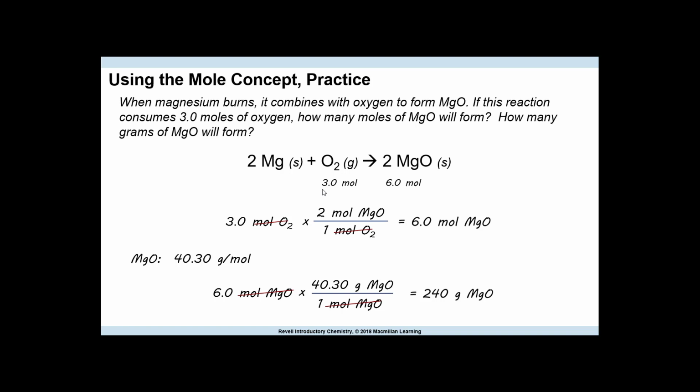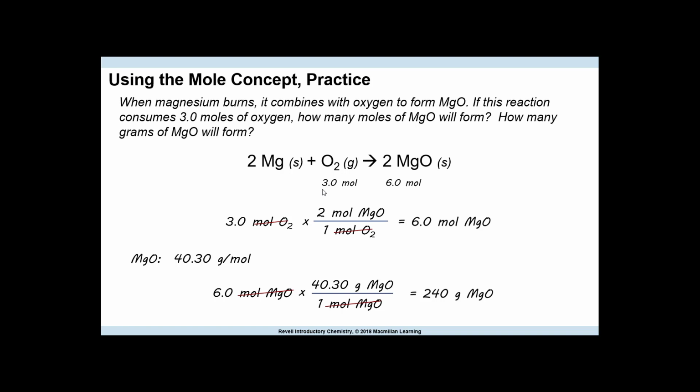However, we can also solve by using the balanced equation to create a conversion factor. We begin with 3 moles of oxygen gas, then multiply by a conversion factor. Based on the balanced equation, we write 2 moles of magnesium oxide over 1 mole of oxygen. The moles of oxygen cancel, giving us the answer of 6 moles of magnesium oxide.